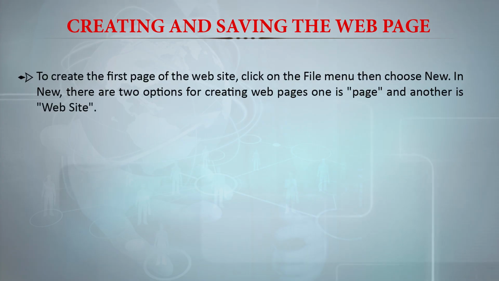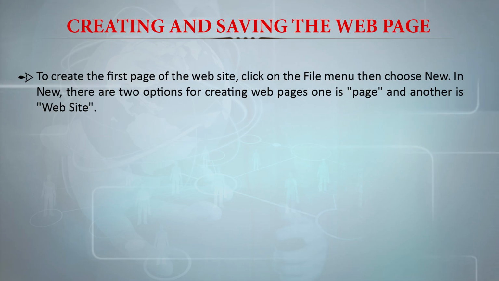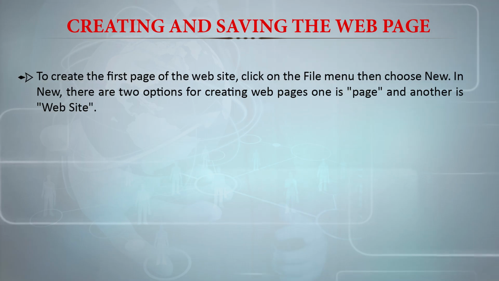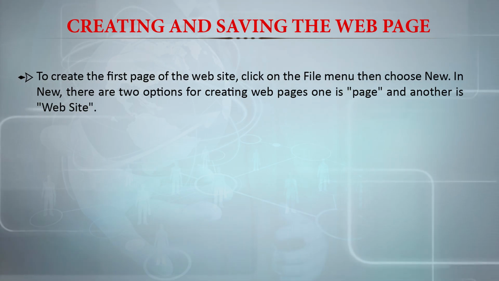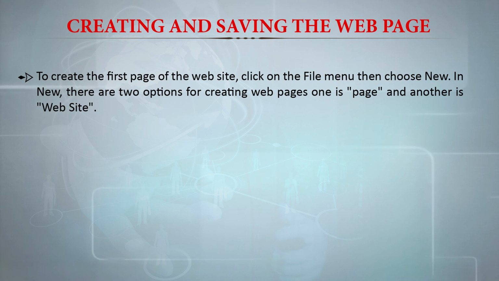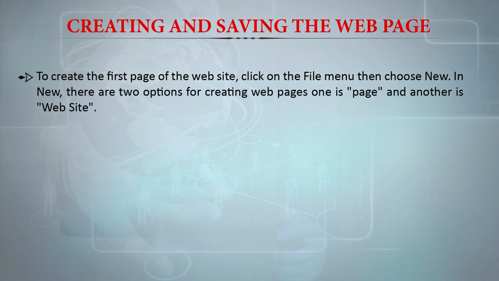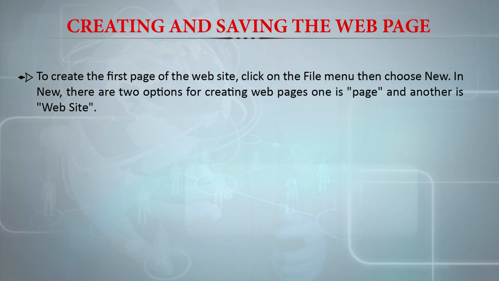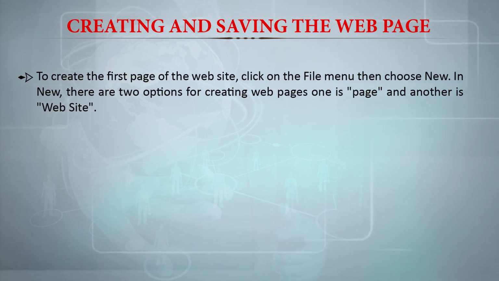To create the first page of the website, click on the File menu, then select the New option. In the New option, there are two options for creating web pages. One is Page and another is Website. There is a lot of difference between a website and a web page. A website is a collection of web pages, and if you take just one fundamental portion of the website, that becomes a web page. So if you go to any website, it consists of a large number of web pages.